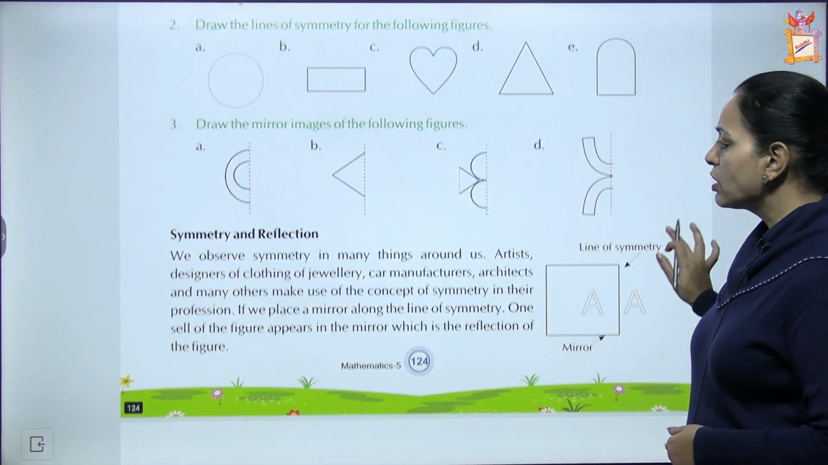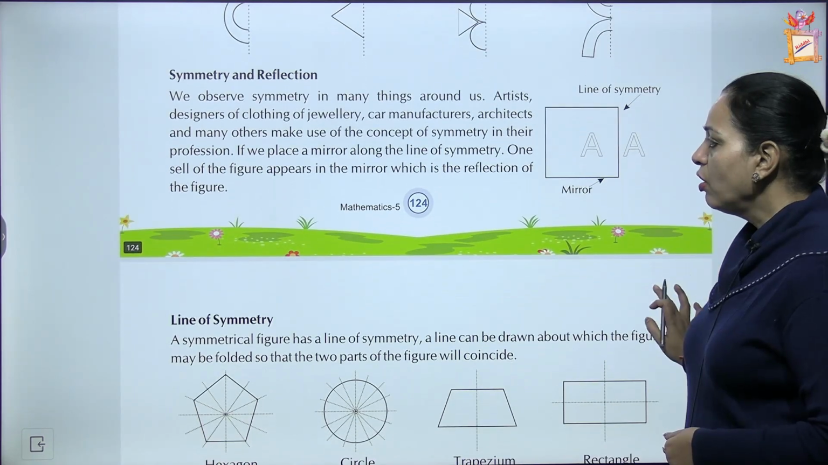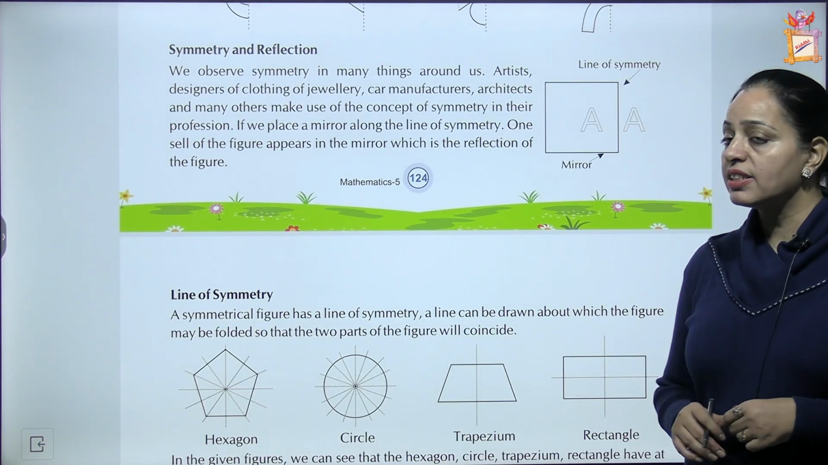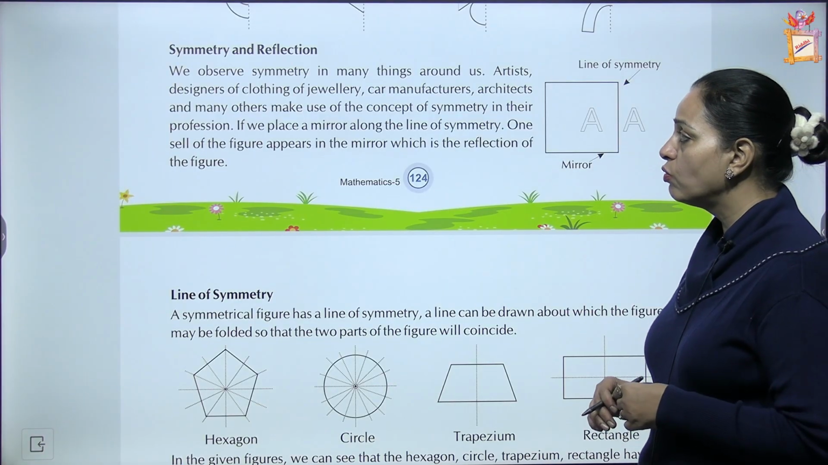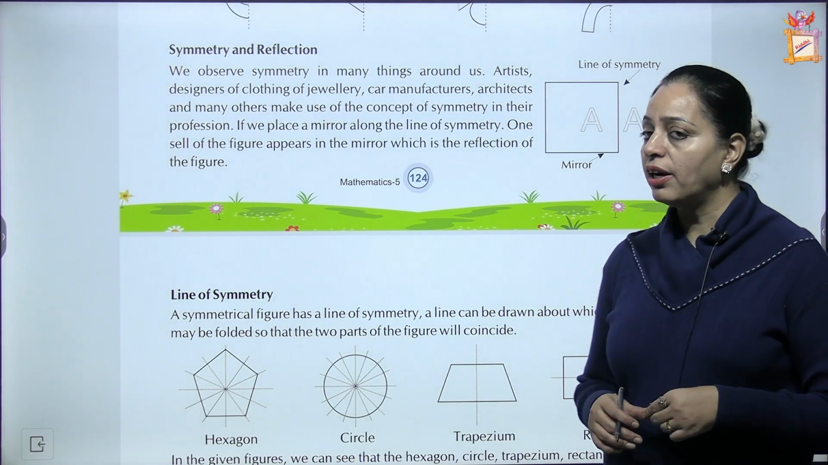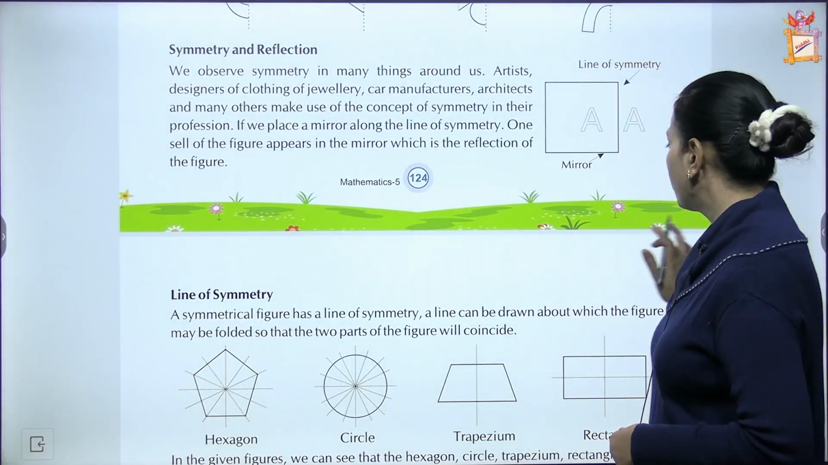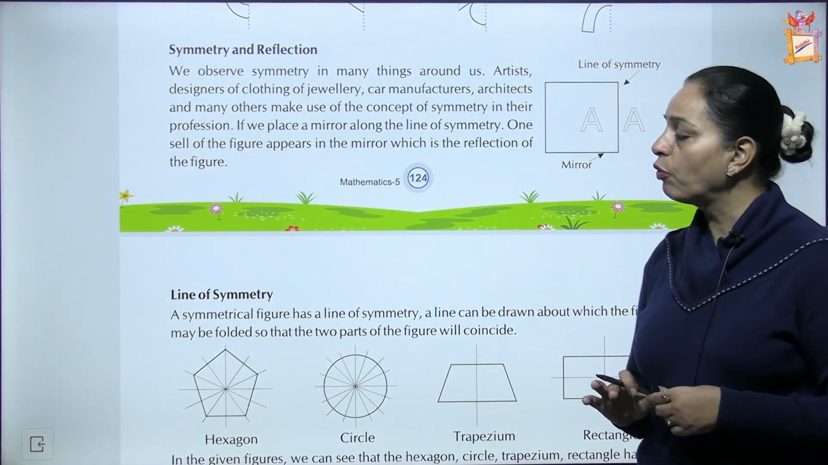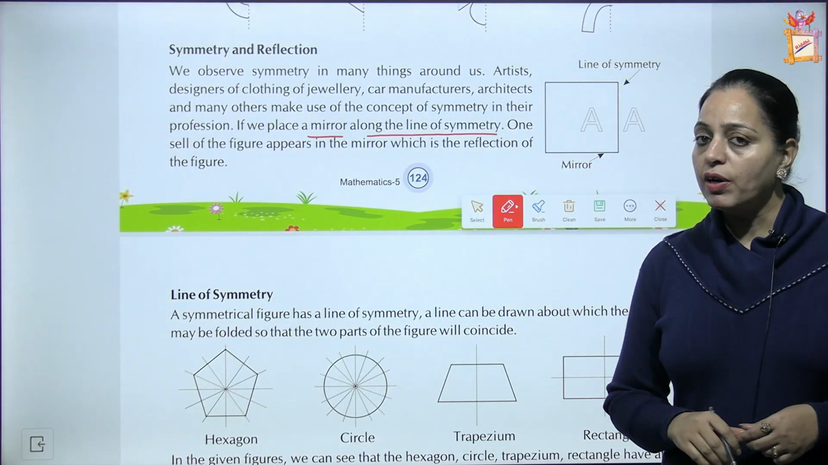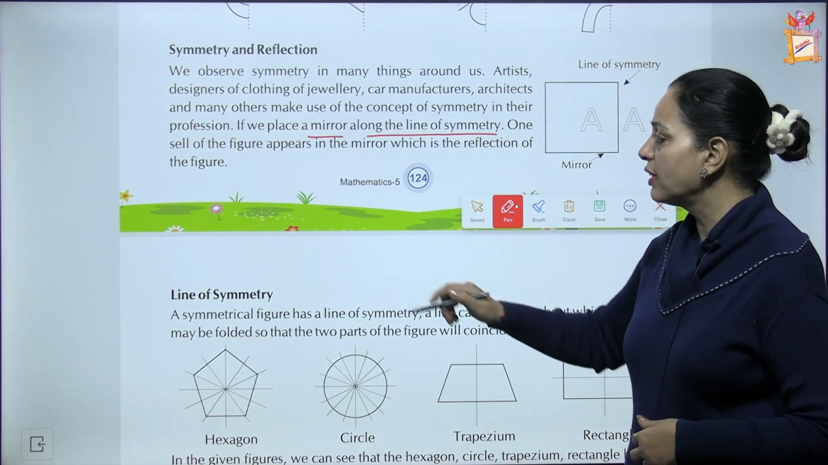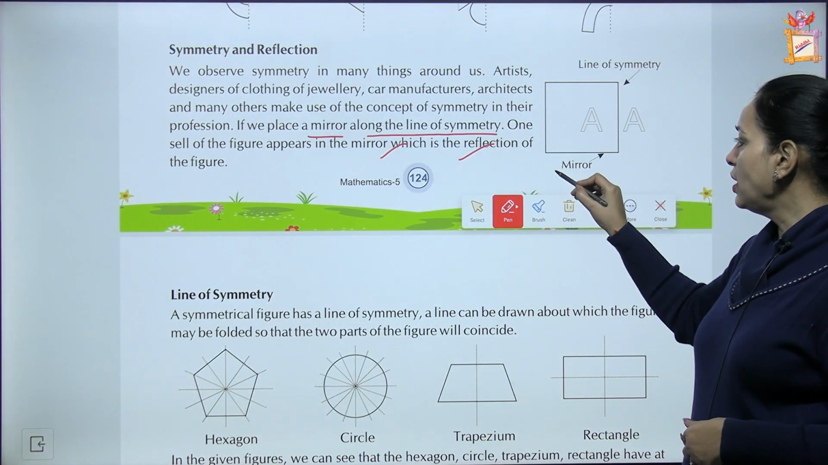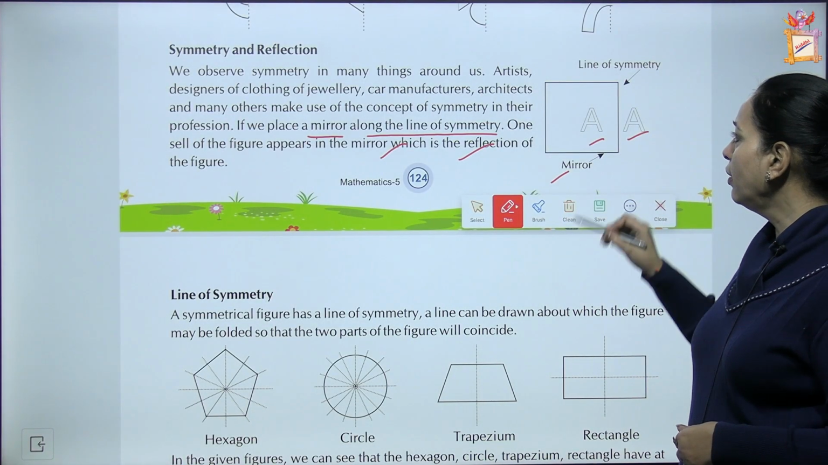Now we are talking about symmetry and reflection. We observe symmetry in many things around us. Artists, designers of clothing, of jewelry, car manufacturers, architects and many others make use of the concept of symmetry in their profession. If we place a mirror along the line of symmetry, one half of the figure appears in the mirror, which is a reflection of the figure. So see like this here, okay.